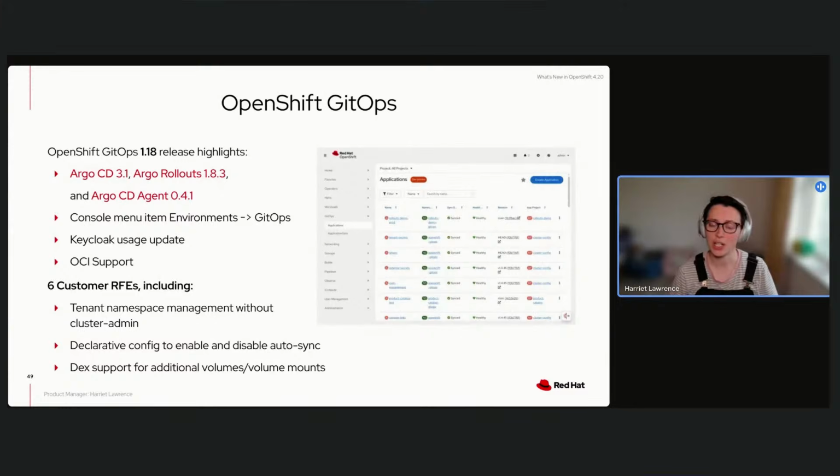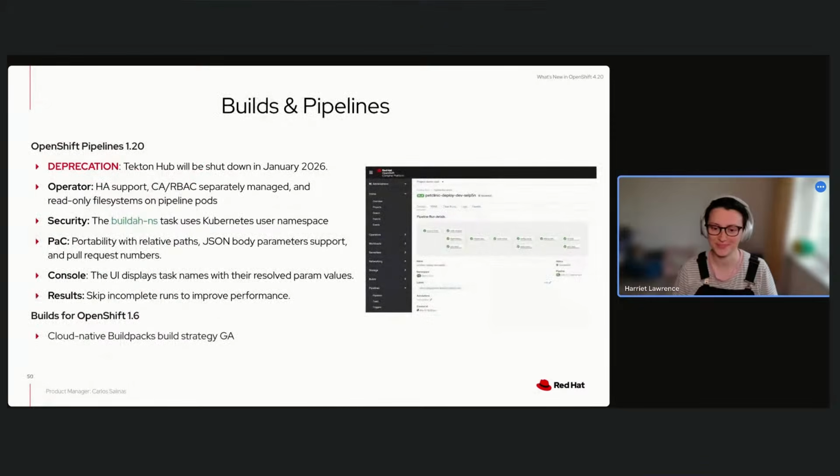We've made some changes to how GitOps works with KeyCloak. So previously, the operator would install its own instance of KeyCloak for you. And as of this version, that's no longer the case. We now align with the recommended best practice from the KeyCloak team, which is that you would bring your own KeyCloak instance and connect directly with GitOps' existing OIDC support. And finally, this release includes 6 features from customer requests, including a namespace management CR, which allows tenants of an Argo CD instance to manage their own predetermined namespaces without requiring cluster admin access. I'll now hand over to Carlos to talk about pipelines and builds.